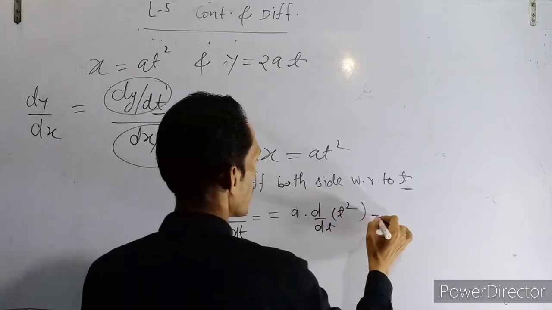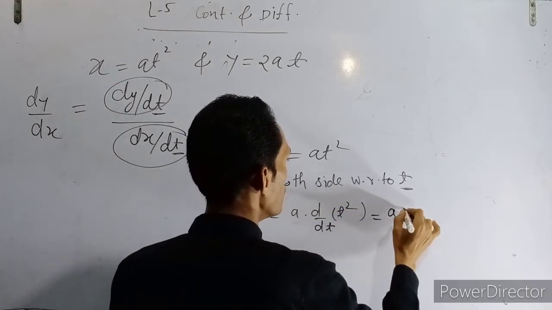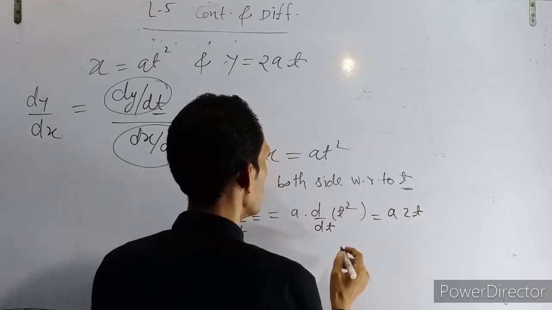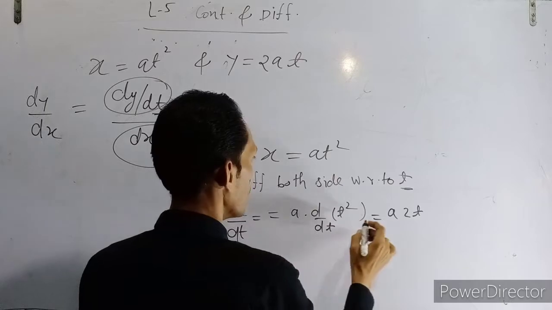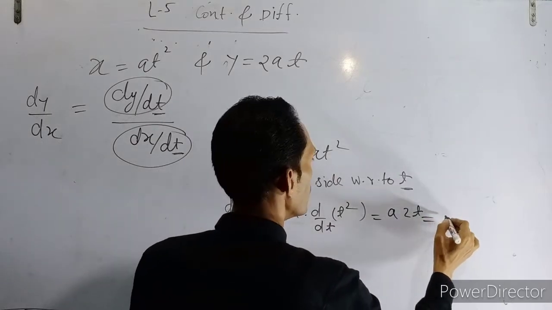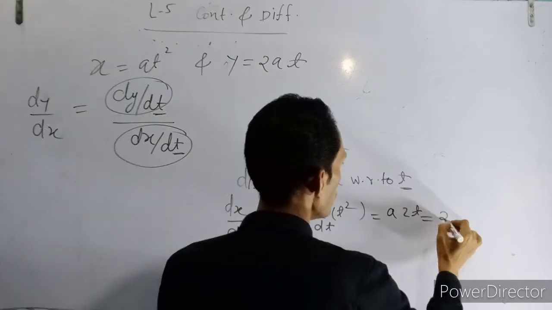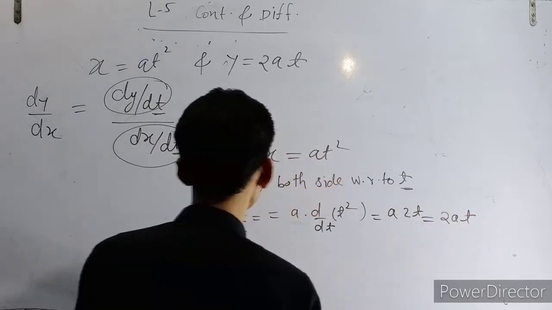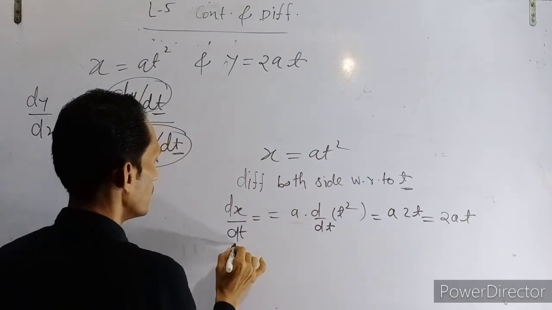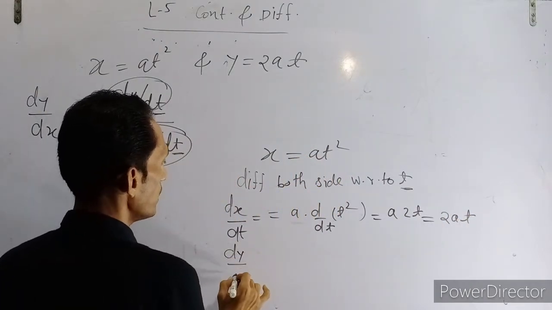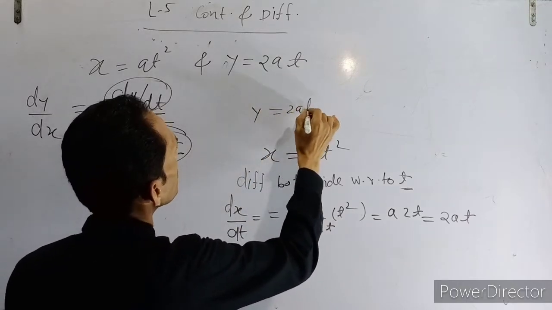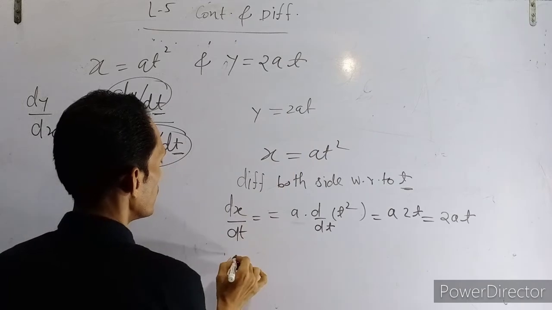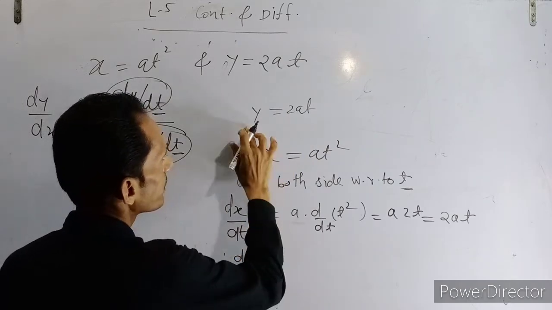You can find a into 2t, and the differential of t with respect to t is 1. So all of that comes to 2at. Similarly, dy by dt, y is given as 2at. So now we differentiate both sides.